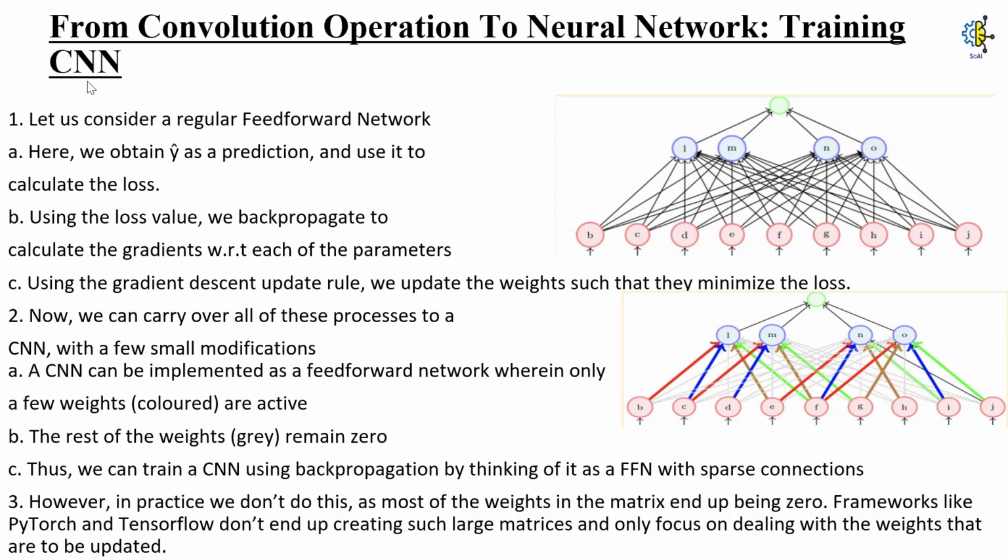A CNN can be implemented as a feed-forward network wherein only a few weights are active and colored. The rest of the weights, gray, remain 0. Thus, we can train a CNN using backpropagation by thinking of it as an FFN with sparse connections. However, in practice, we don't do this, as most of the weights in the matrix end up being 0. Frameworks like PyTorch and TensorFlow don't end up creating such large matrices and only focus on dealing with the weights that are to be updated.